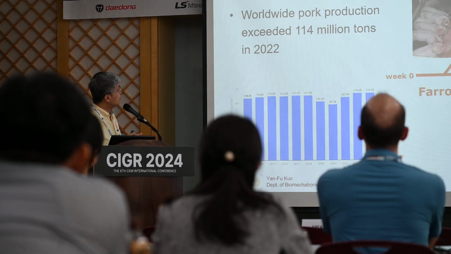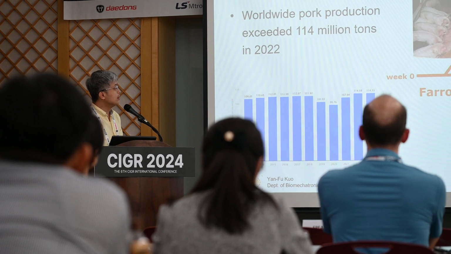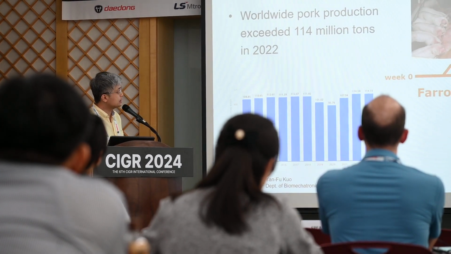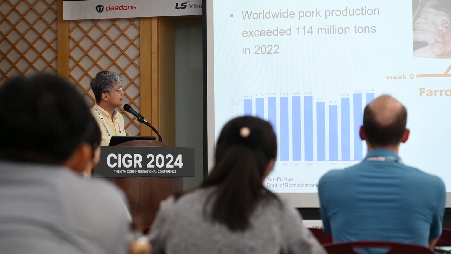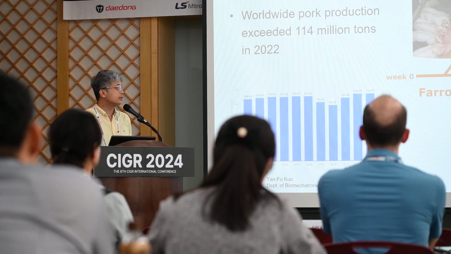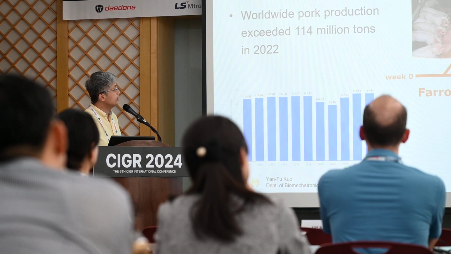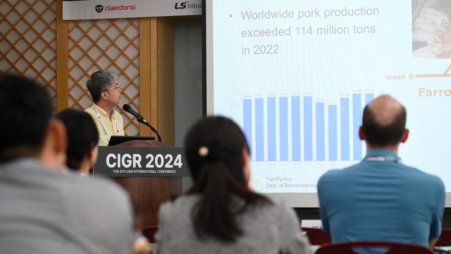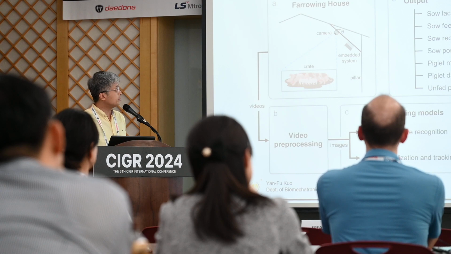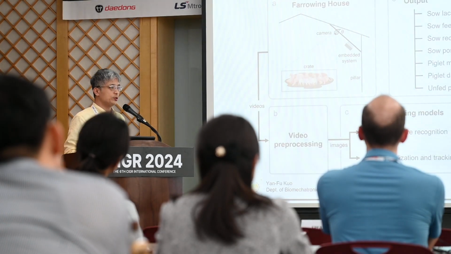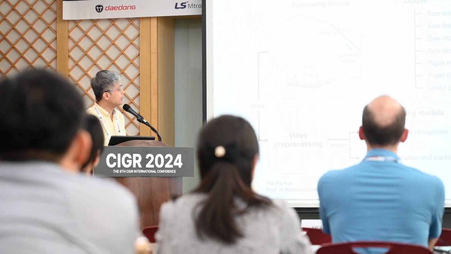And this application is about pig farming. So we know that in pig farming, we have 3 stages. First is farrowing, second is nursery, and third is finishing. And I work on farrowing and nursery. Let's see what is happening in farrowing. Farrowing is the place where the mother sow gives birth to her piglets.